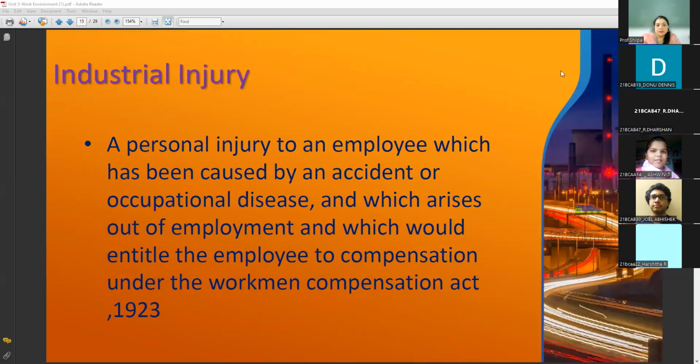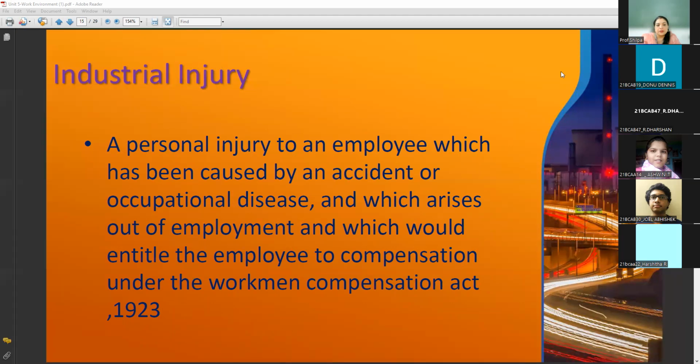Now, what is industrial injury? It is a personal injury to an employee which has been caused by an accident or an occupational disease, which he can develop during the work in an organization or in the industry, which arises out of employment and which would entitle the employee to compensation under the Workmen's Compensation Act 1923.